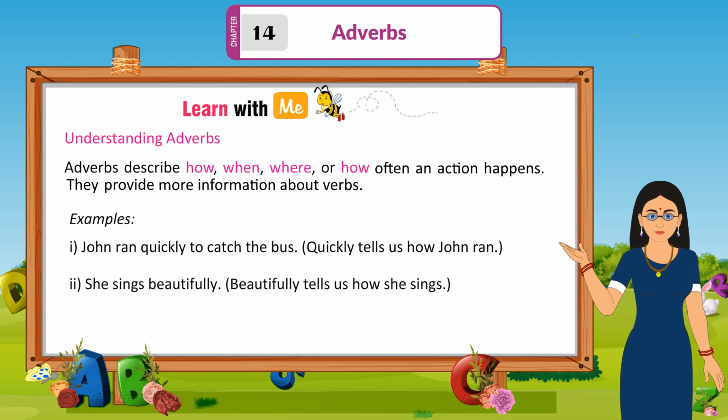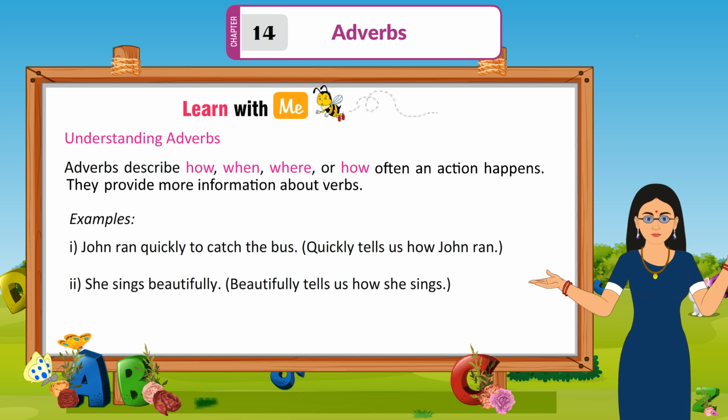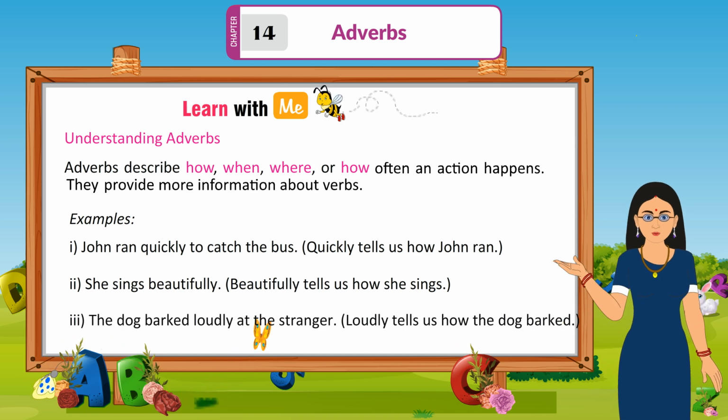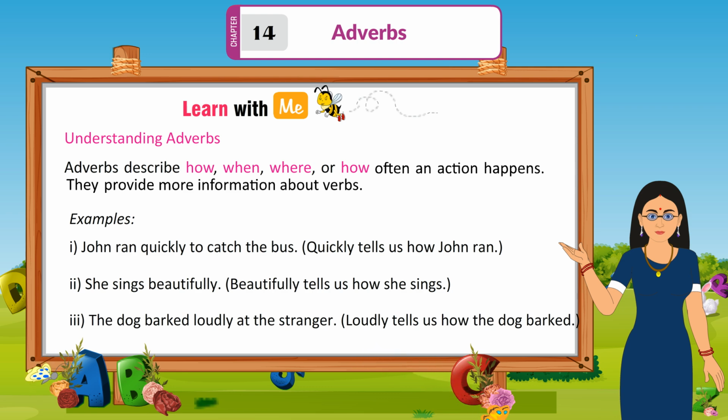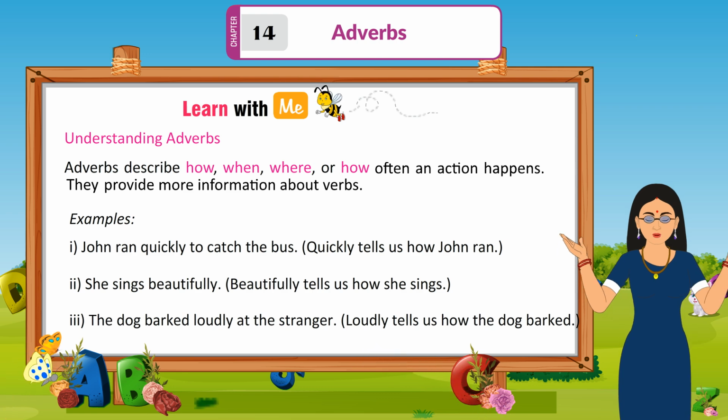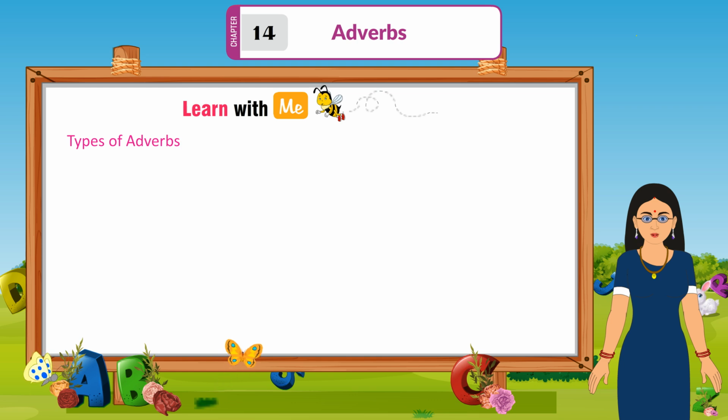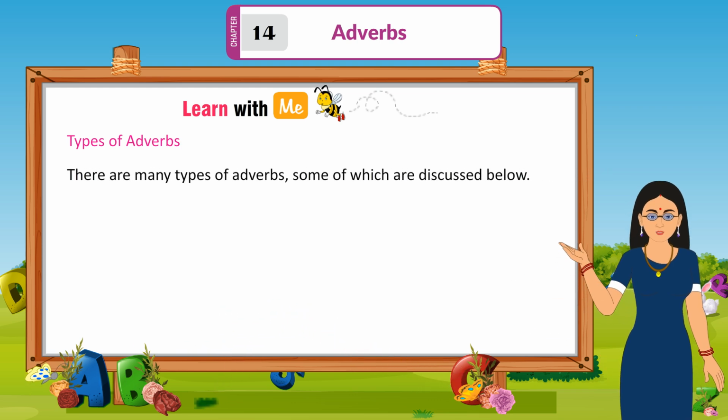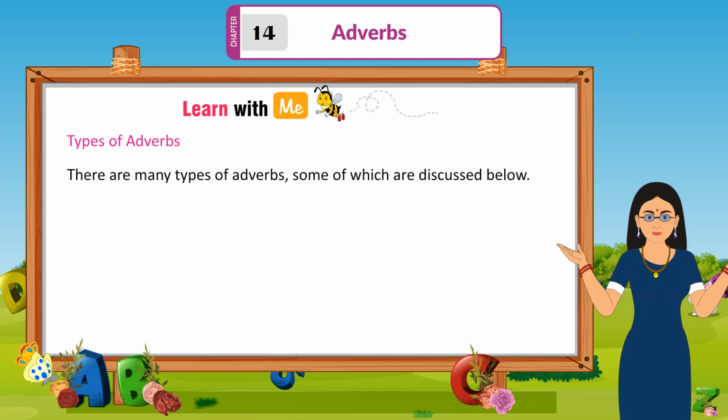2. She sings beautifully. Beautifully tells us how she sings. The dog barked loudly at the stranger. Loudly tells us how the dog barked. Types of adverbs. There are many types of adverbs, some of which are discussed below.